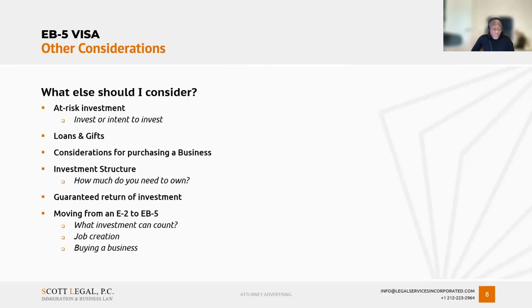The purchasing a business, I talked about that already. So, as I said, for E2, that's fine, but it can only work in very limited circumstances for EB-5. The other thing to kind of mention here is regional centers. You'll see this a lot.